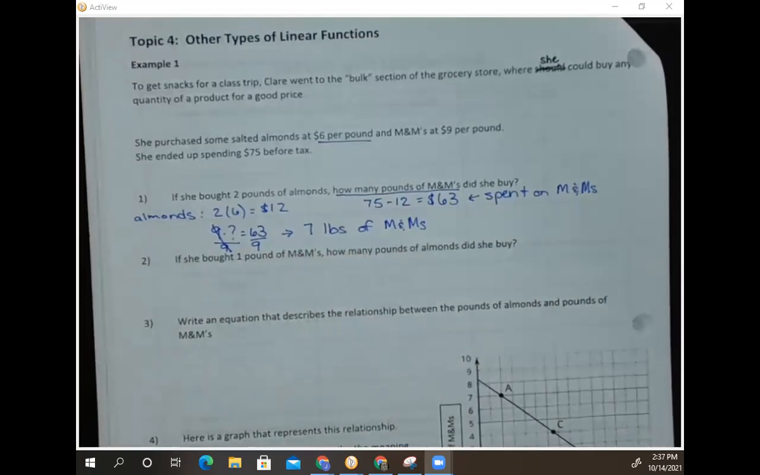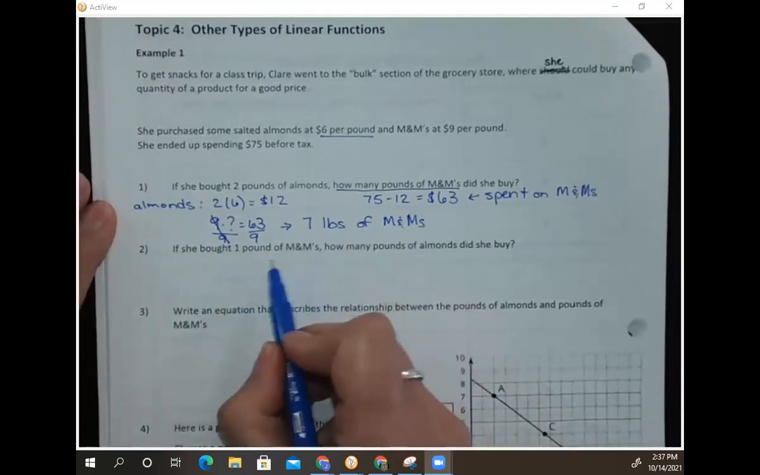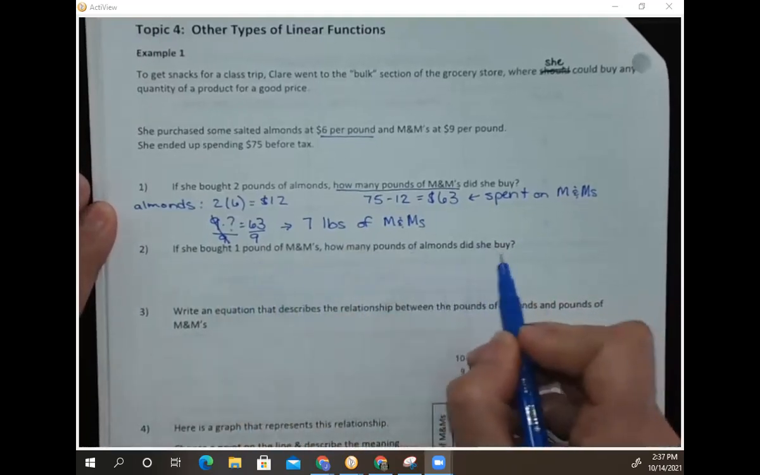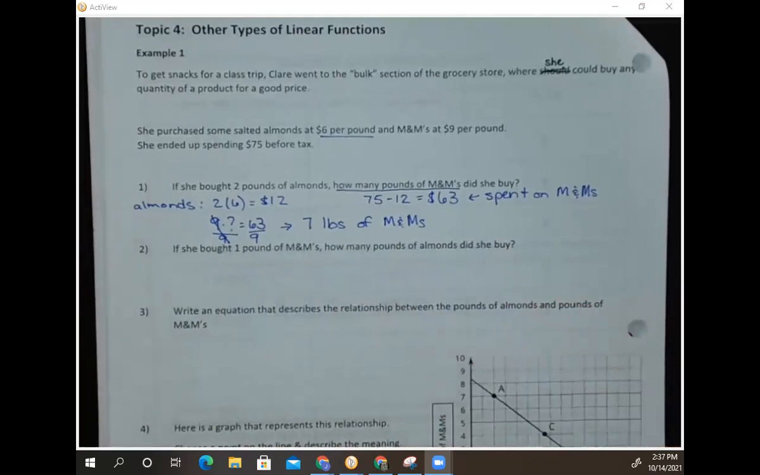You with me on this one? How we got there, right? We had some hoops to jump through, but we got there. I want you now to try number 2. It's a similar idea, but this time we're starting off with information about M&Ms, and I want you to tell me information about almonds. Okay, so give number 2 a try.